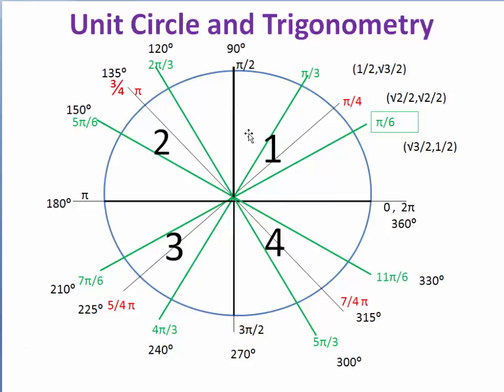Just what we were talking about before, when we're labeling the different quadrants, this is quadrant 1, quadrant 2, quadrant 3, quadrant 4, and which value is positive and which value is negative in which quadrant, we remember using what's called CAST. So C-A-S-T, CAST. So in this quadrant, which is quadrant 4, only cosine is positive. Quadrant 1, all are positive, so both cosine and sine are positive. Quadrant 2, only sine is positive, and quadrant 3, only tangent is positive. So that's another way to remember which is positive and which is negative in which quadrant.